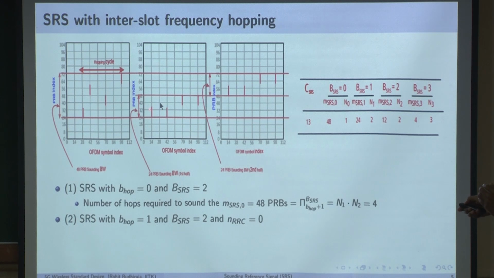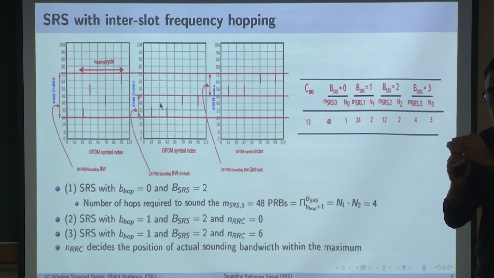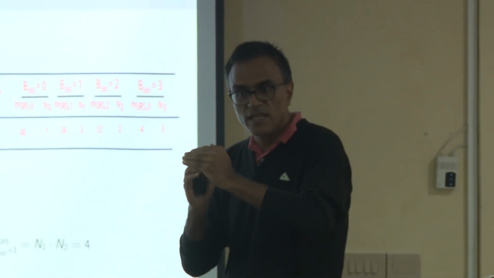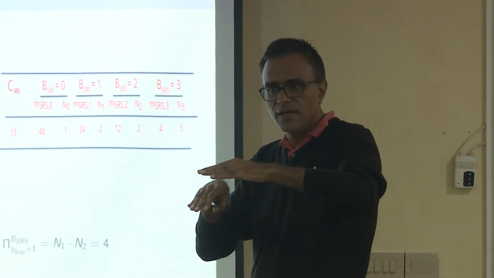So you see this, we are sounding out this 12. And what are we saying here? This NRRC is set to 0. What NRRC tells us is as follows: it decides the position of the actual sounding bandwidth within the maximum. There is the maximum sounding bandwidth and the actual sounding bandwidth, and within the actual sounding bandwidth we sound out the bandwidth in each hop, 3 different hierarchies. This is the hierarchy.